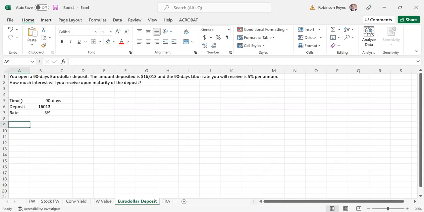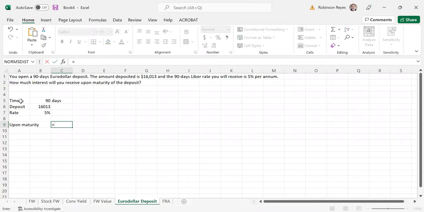Number one, the amount of money that we will receive when we close this euro-dollar deposit. We will receive the amount of money we deposited initially times 1 plus this rate, and then that's it.